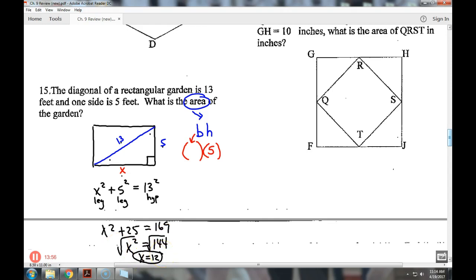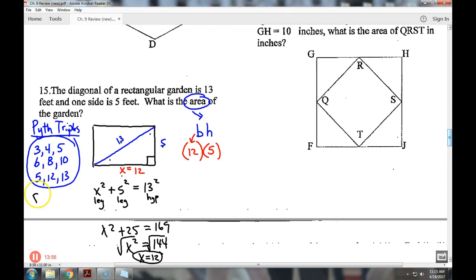Now, some of you probably recognized your Pythagorean triple earlier, and you didn't have to go through all that, and you could have just got 12 right out of the gate. So remember, there are some Pythagorean triples that are worth memorizing. They are 3, 4, 5, his big brother, 6, 8, 10, and then 5, 12, 13. These are the big three.